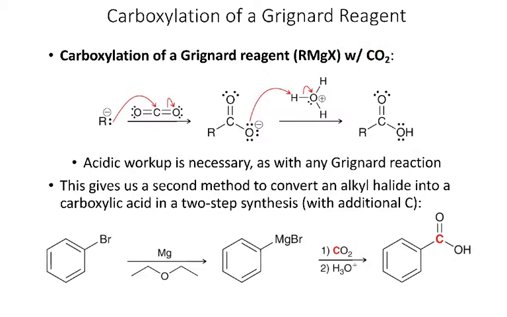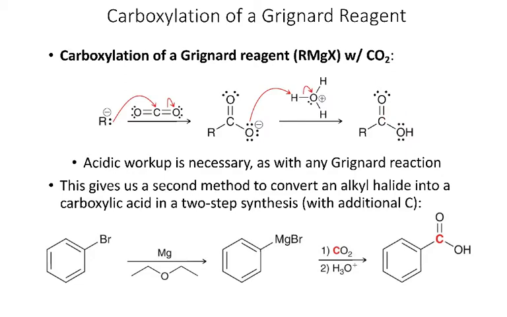Now, we have to do it in two steps because the result of the reaction of the Grignard reagent with carbon dioxide is to first produce the carboxylate ion, and then in a separate step, because as we've learned, acids don't play well with Grignard reagents, we add a proton source to convert the carboxylate ion into the carboxylic acid.